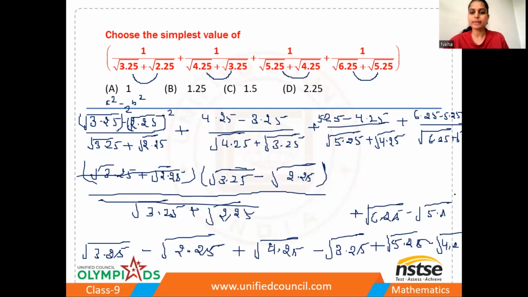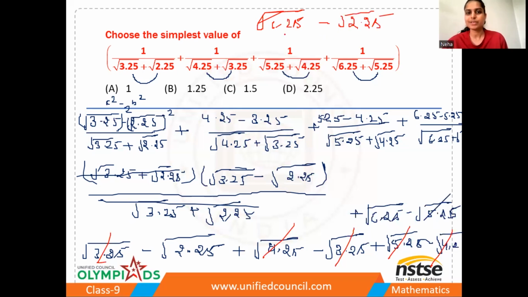Okay, so as you can see, students, some terms will get cancelled out: 3.25 and 3.25, 4.25 and 4.25, 5.25 and 5.25. These terms will get cancelled out. The remaining terms are nothing but square root of 6.25 minus square root of 2.25, right? Which is what, students? This is basically 2.5 minus 1.5, which is equal to 1. So the correct answer is equal to 1.